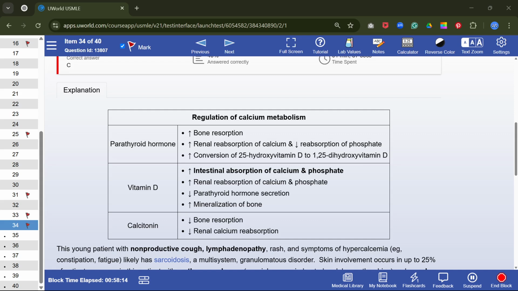Okay. Decrease reabsorption. Yes, that's the thing. On that box, they actually wrote it wrong. Maybe there is an arrow, like decrease reabsorption of phosphate.